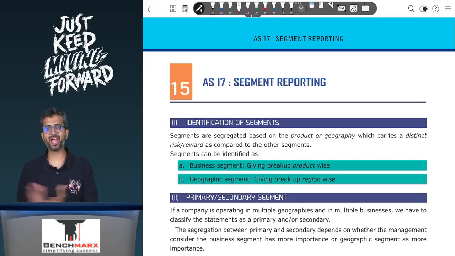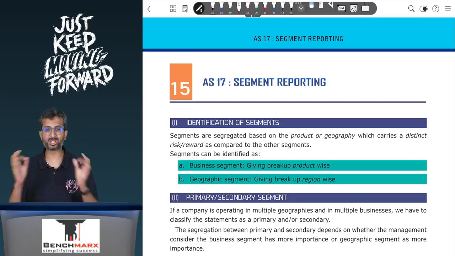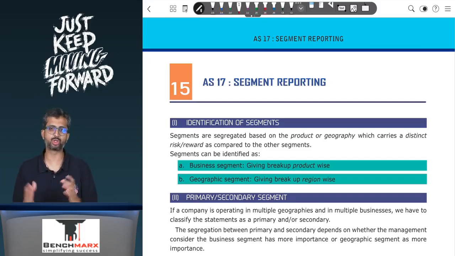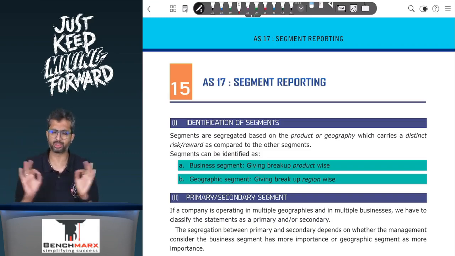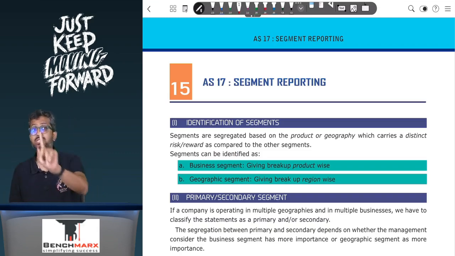Hello everyone, and today we will be discussing a disclosure standard, AS 17, which is on segment reporting. Now, this is a standard which is applicable for companies which are preparing a segment report and disclosing a segment report in the notes to accounts. Remember, segment report is to be disclosed in the notes to accounts.